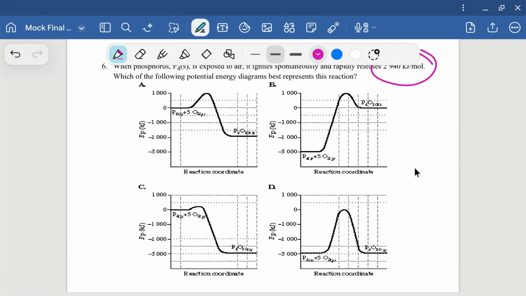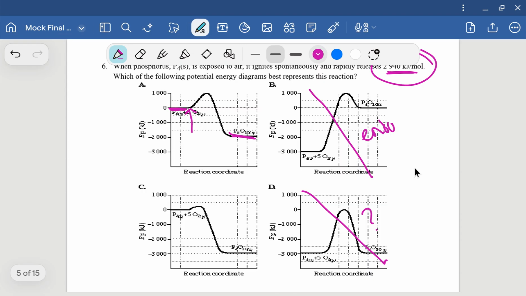So you can take out B and D. B because that's showing endothermic, and that's not going to be right. And D because this isn't really showing anything. Now looking at A and C, if you're releasing your energy, the energy released is always going to be from the reactants to the product.